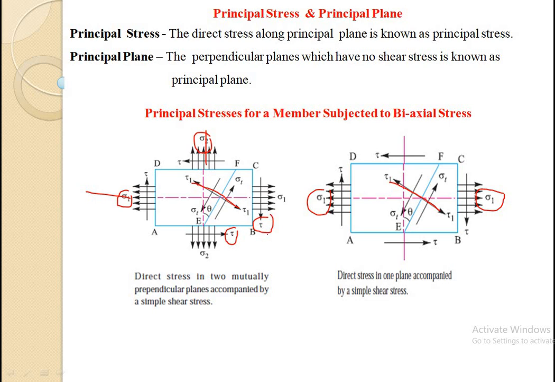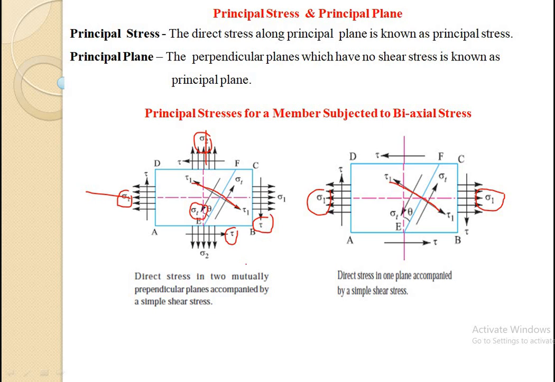Now in this case, consider the normal stress across any oblique section. This is the oblique section EF, inclined at an angle theta with the direction of sigma 2. This is the direction of sigma 2. This is the normal stress, sigma t, which is inclined at angle theta with the direction of sigma 2.